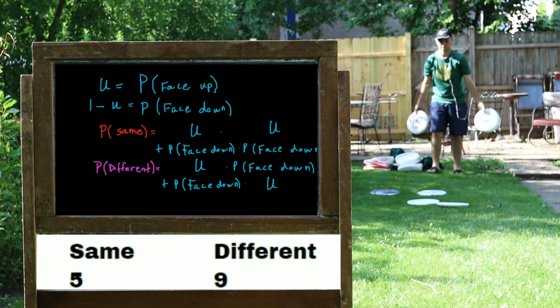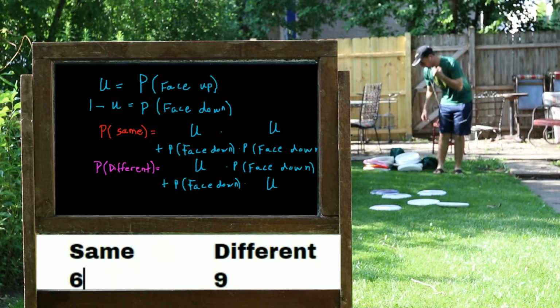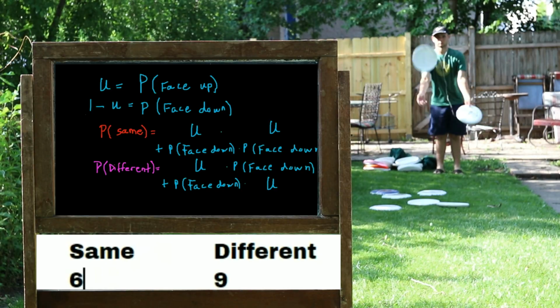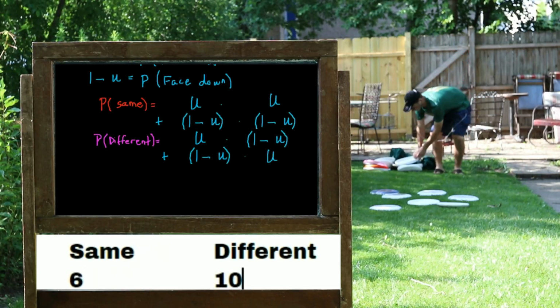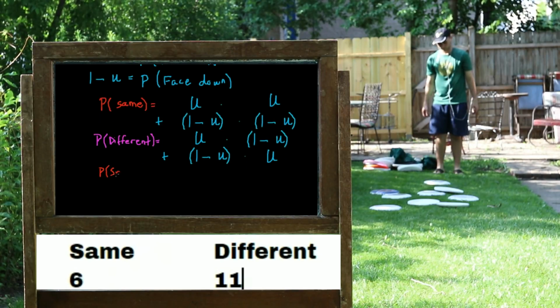Now at this point, we said that the probability face up is u, so we're going to replace all of the face up with u's, and the probability face down is 1 minus u, so we're going to replace all the probability of face downs with 1 minus u.